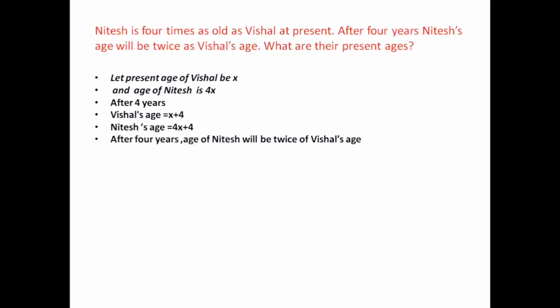Now the condition is after 4 years, age of Nitesh will be twice of Vishal's age. It means that Nitesh's age will be double of Vishal's age. So here we need to balance the equation. 4x plus 4 is Nitesh's age and x plus 4 is Vishal's age. To make the balance on both sides, we'll multiply Vishal's age with 2. So we get this equation, that is 4x plus 4 is equal to 2 in bracket x plus 4.